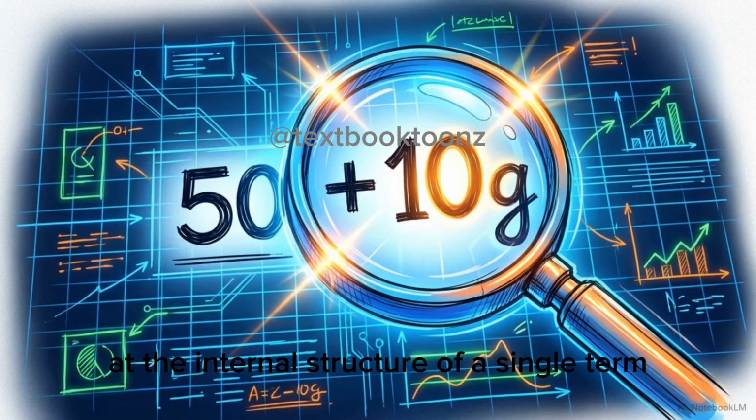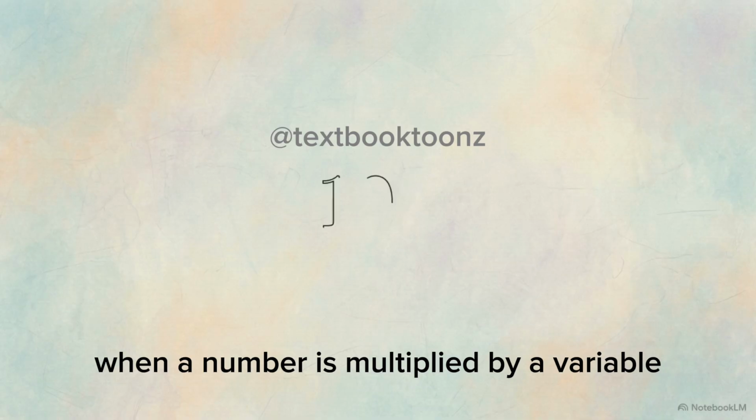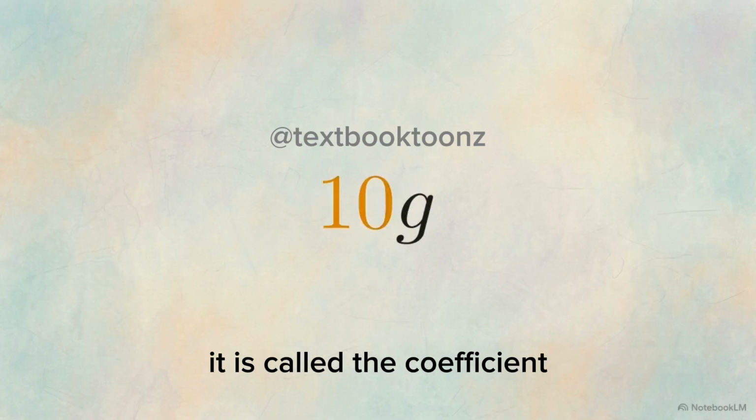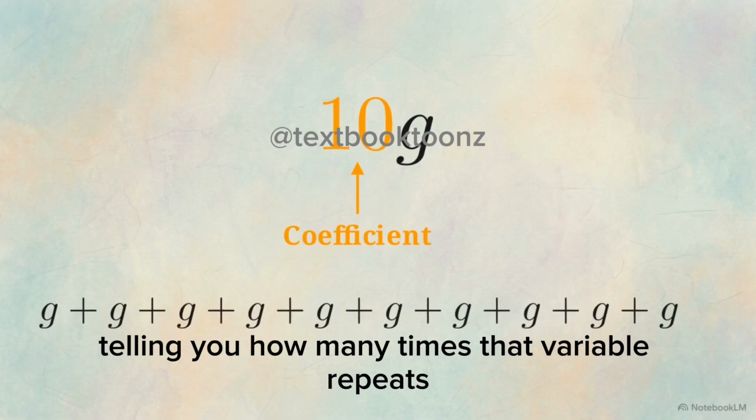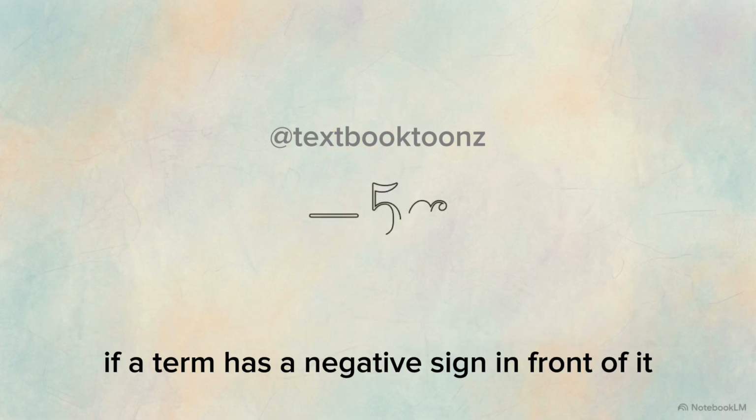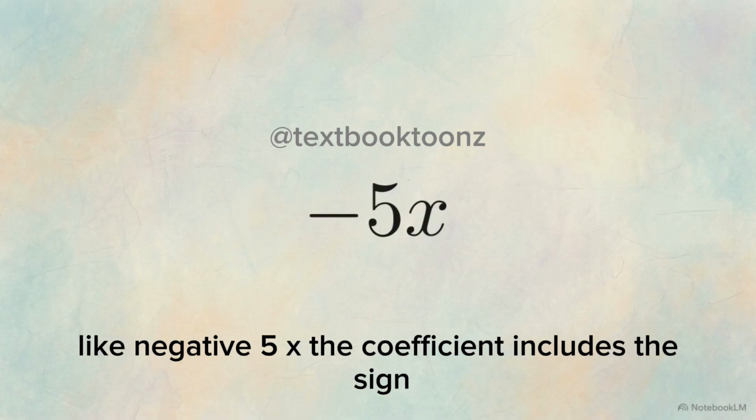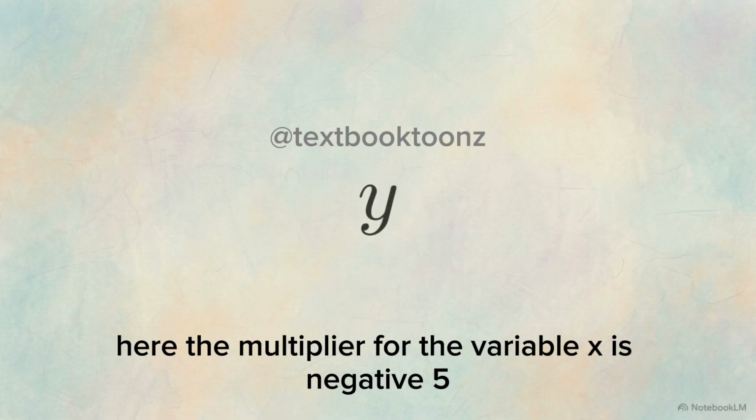Let's look closer at the internal structure of a single term. In the term 10G, we need to define the specific role of the number 10. When a number is multiplied by a variable, it is called the coefficient. It acts as the multiplier, telling you how many times that variable repeats. If you have 10G, your coefficient is 10. If a term has a negative sign in front of it, like negative 5x, the coefficient includes the sign. Here, the multiplier for the variable x is negative 5.